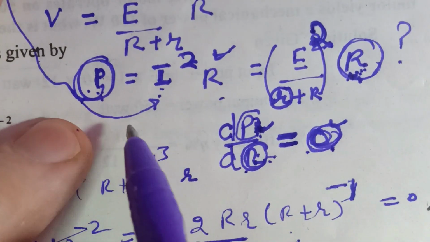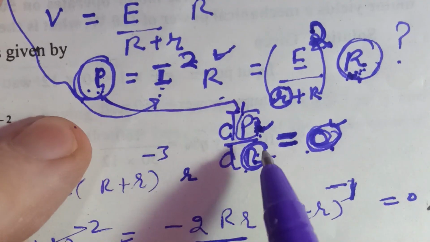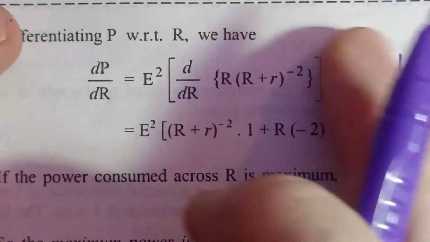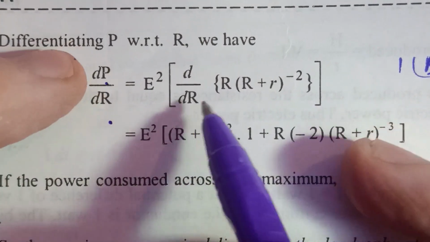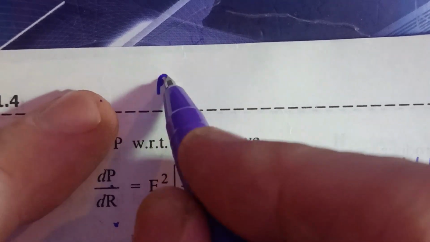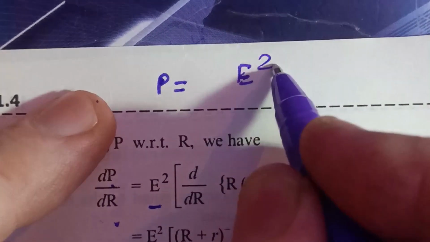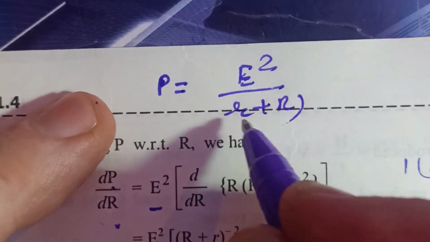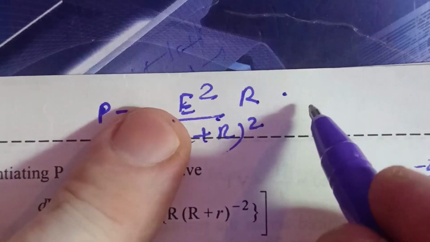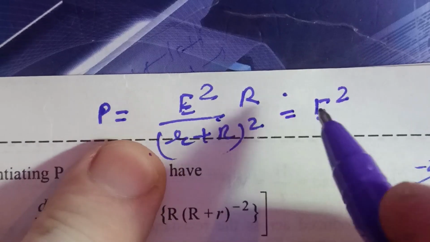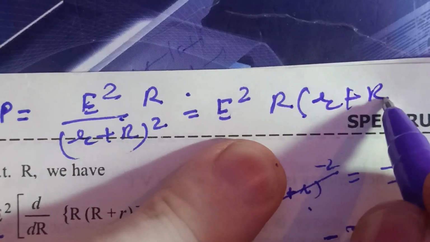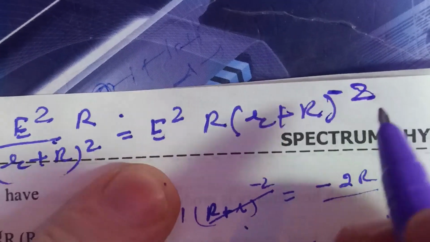So substituting the value of P, dP upon dR, where E square is constant, because this was the expression: power equals E square upon small r plus capital R whole square into capital R, and it can be written as E square capital R into small r plus capital R raised to power minus 2.